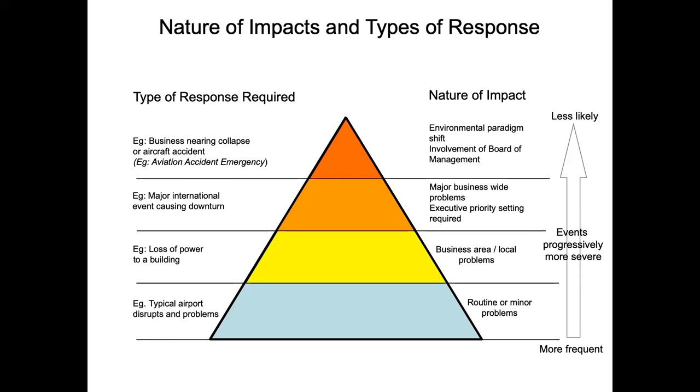So what I'm suggesting then is that, as I've said, down at the bottom we've got typical events, typical airport disruptions and problems. They happen. We all know what happens. We've probably seen it. And life goes on. People do things to correct it, to overcome a problem. From time to time, we see examples of a business area problem, and as I said, loss of power to a building would be a good example. Particularly if it's a building with an important team working from there, that could affect a business.